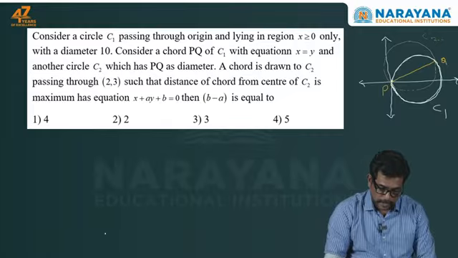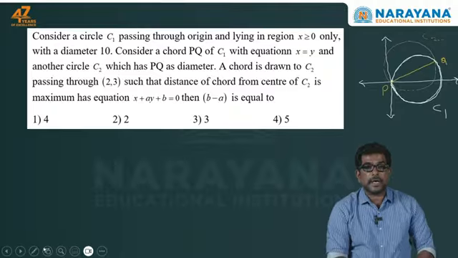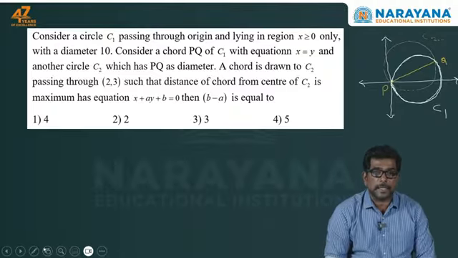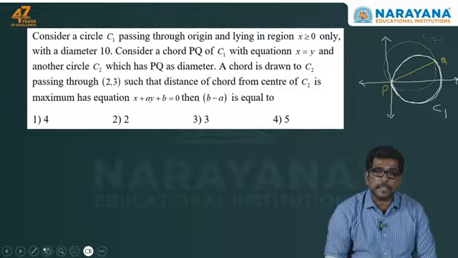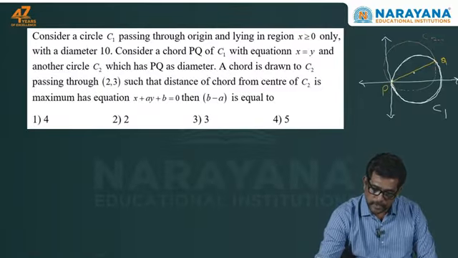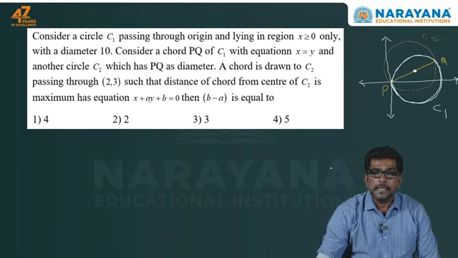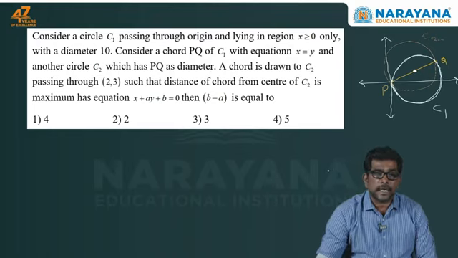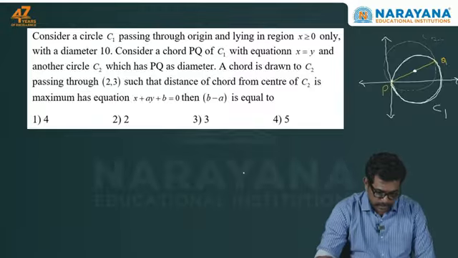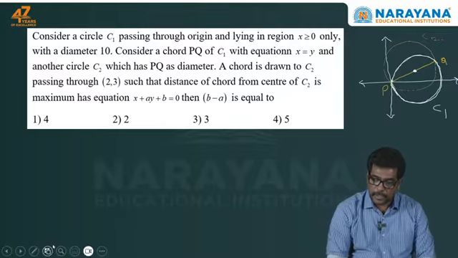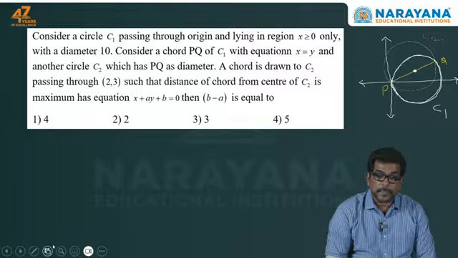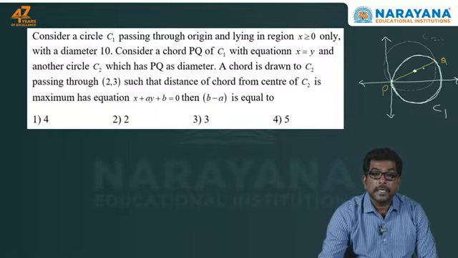A chord is drawn to C2 passing through (2, 3). There are so many possibilities. We can draw many chords passing through (2, 3) such that the distance of the chord from the center of C2 is maximum. Because PQ is the diameter, the midpoint of PQ is the center. The required chord has the maximum distance from the center of the second circle.